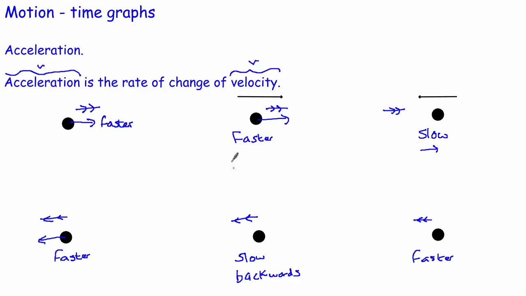So acceleration can make two things happen. It can make your speed change, so the size, the magnitude, of the velocity can change, but also it can make you change direction. So there are two things that acceleration can do. Basically, it changes your speed or it can change your direction.